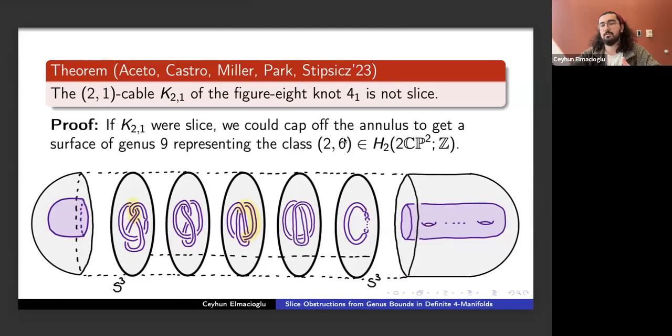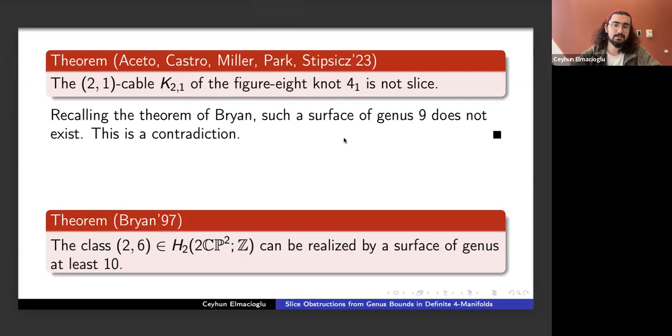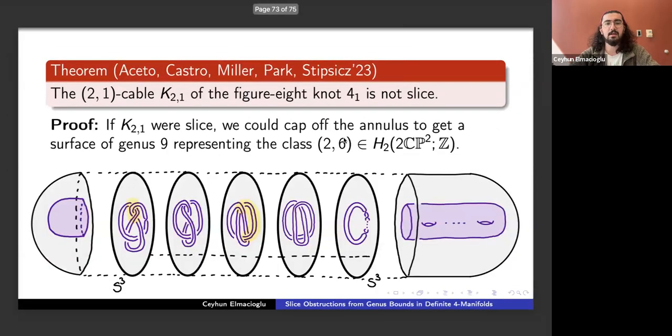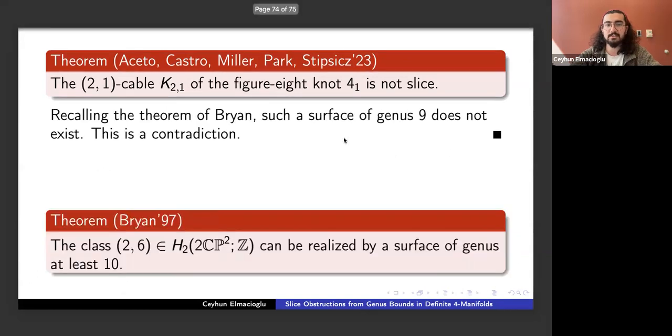And again, using the same argument, if the 2-1 cable of figure 8 knot were sliced, then we could cap off from the left. So again, we are in 2CP2 minus 2B4s. We could cap off from the left with a disk, because it's sliced, and from the right with a surface of genus 9. So what's the homology class of this genus 9 surface? It's 2,6. Why? Because in the first case, in the lemma for the figure 8 knot, we had 1,3 and we doubled everything. So the homology class is 2,6.